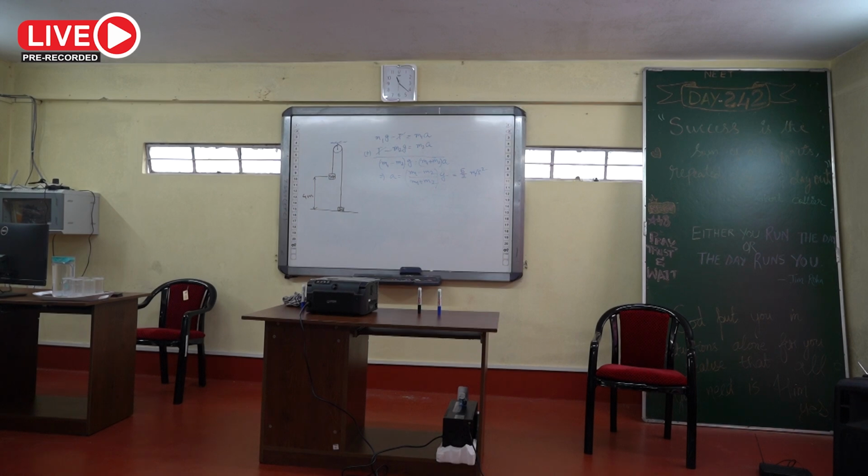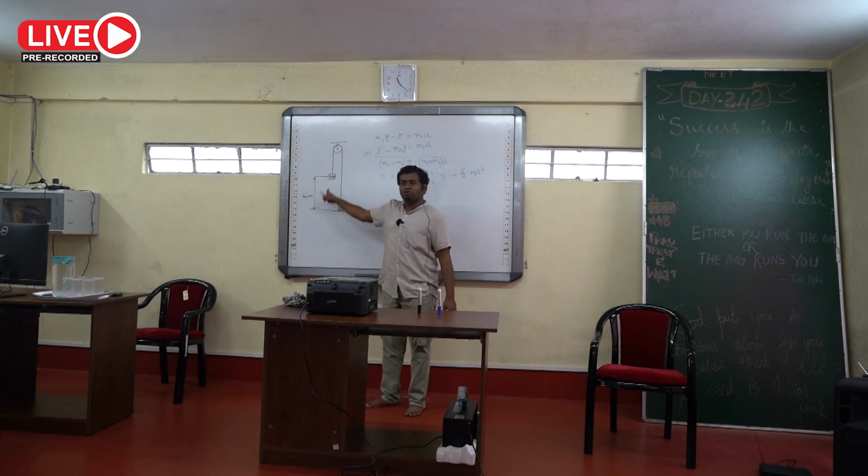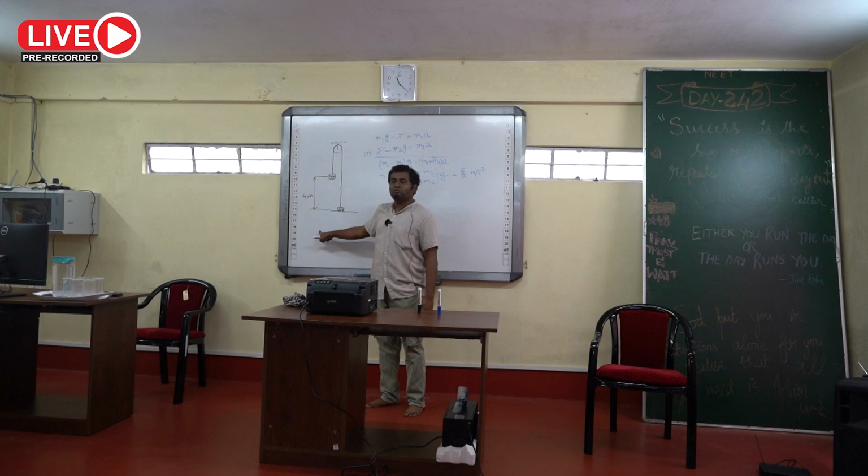This will be greater than 4 meter. The maximum height reached by the 3 kg mass above the ground is greater than 4 meter. Why? See what will happen. This 5 kg mass will move down. How much will it move down when it collides with the ground? 4 meter. So the length of the string on this side increases by 4 meter, so this mass should rise by 4 meter. That is for sure. 4 meter it will rise.